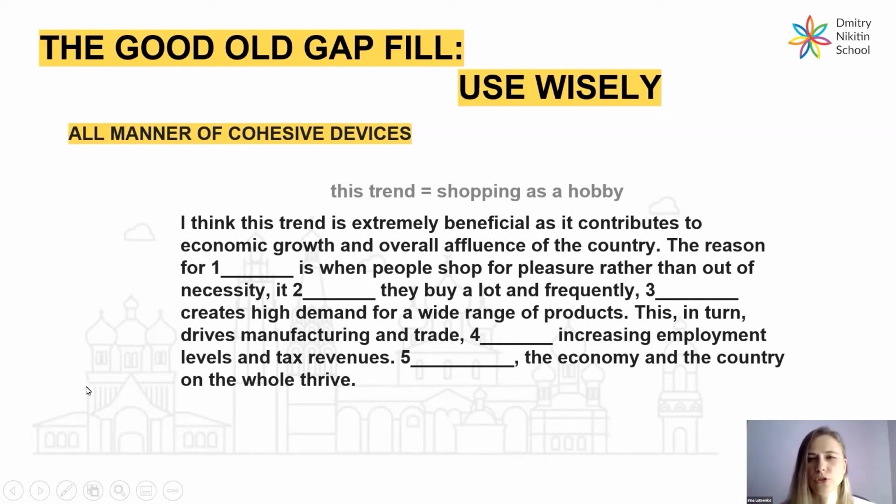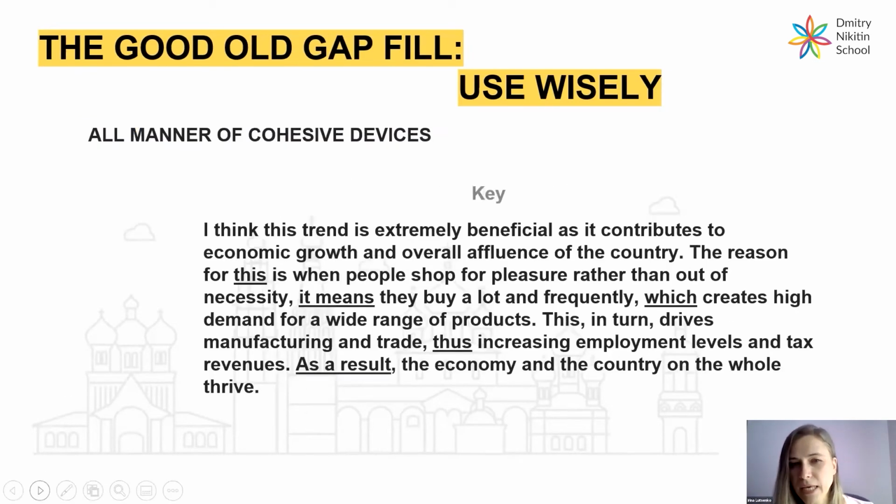I want you to take a break, to think about it. And here is the key. Now, if you look at this, you will see that each gap is a different cohesive device. A pronoun, a verb, which, thus, the classical, as a result.